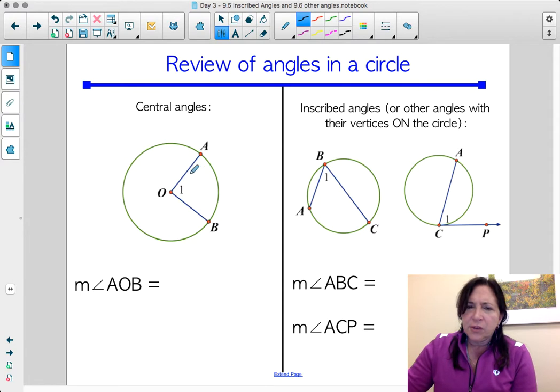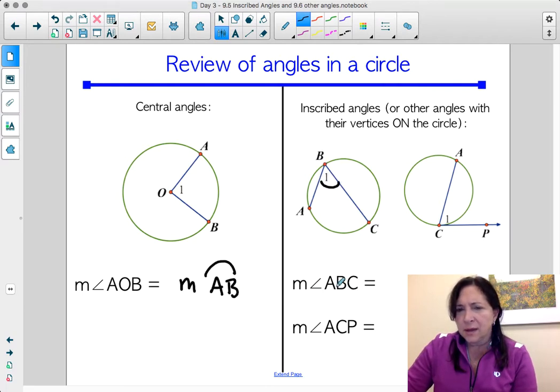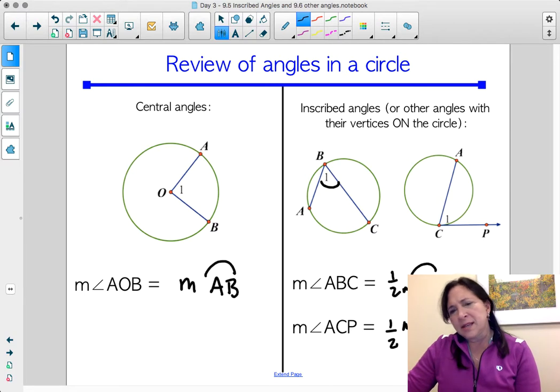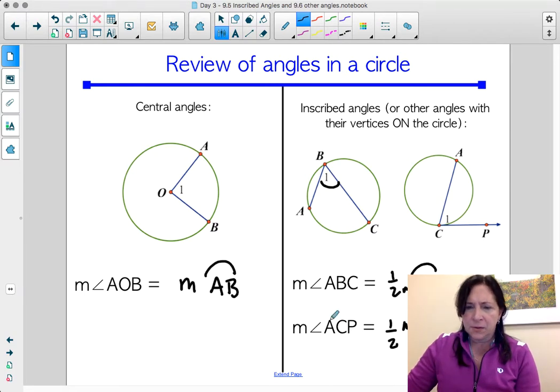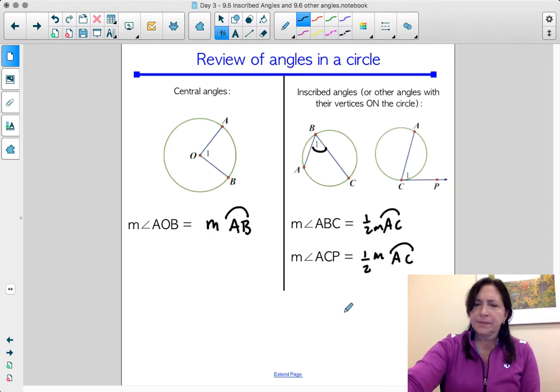So some reviewing, angle AOB is equal to the measure of arc AB. Angle 1, ABC, is equal to half of the measure of arc AC. Likewise, the measure of angle ACP is equal to half the measure of arc AC. And I don't know if you can see that, so I'm going to push that up.